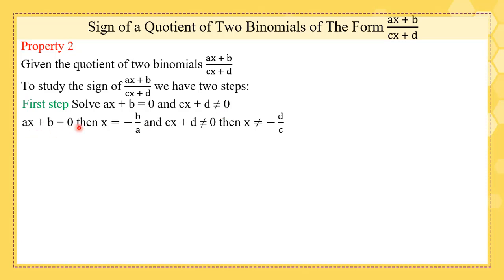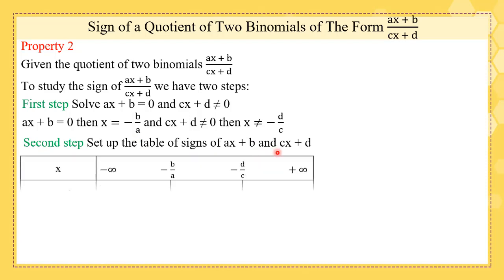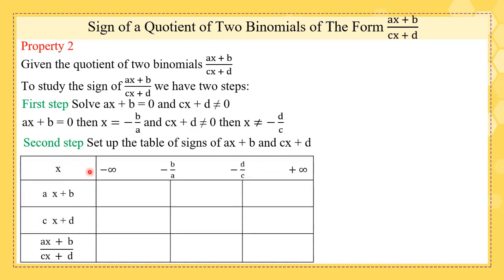Ax plus b equal to 0, so x equal minus b over a, and cx plus d different from 0, then x different from minus d over c. Second step, set up the table of signs of ax plus b and cx plus d. The table of signs: x, minus infinity, plus infinity. As we said before, we assume that minus b over a is less than minus d over c.